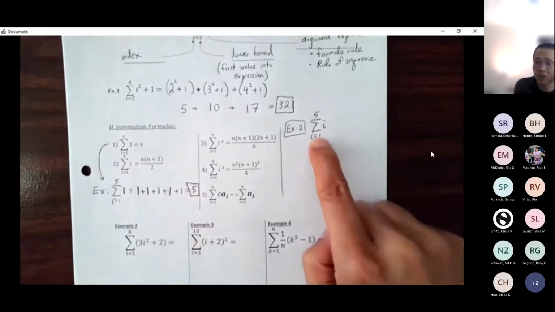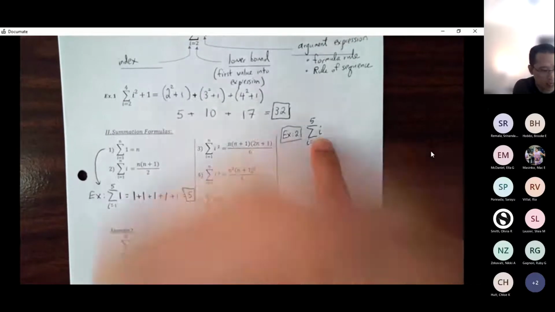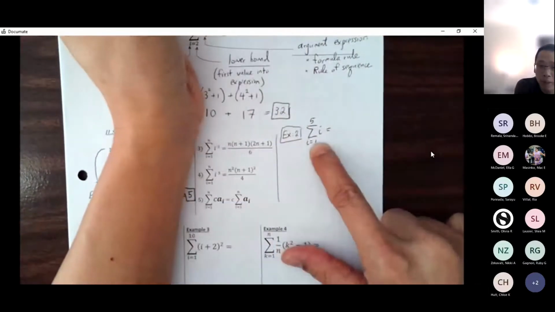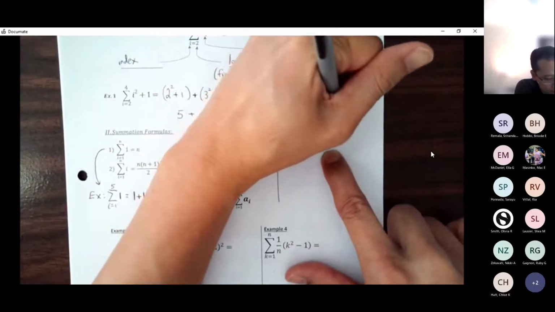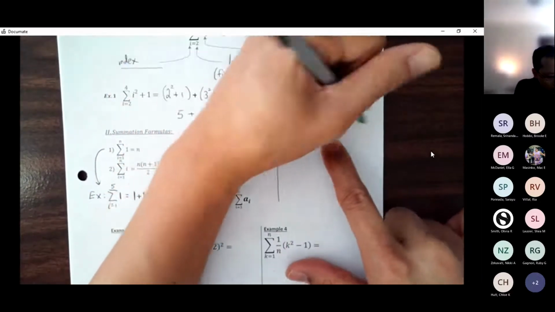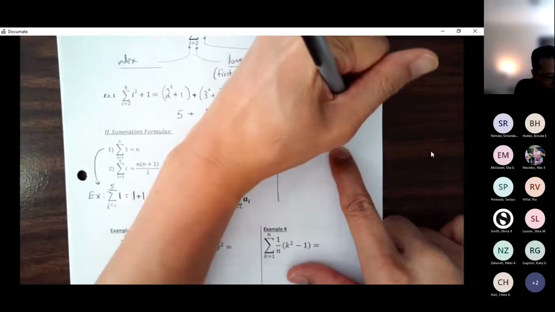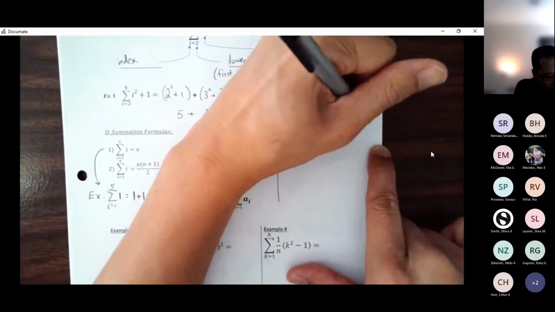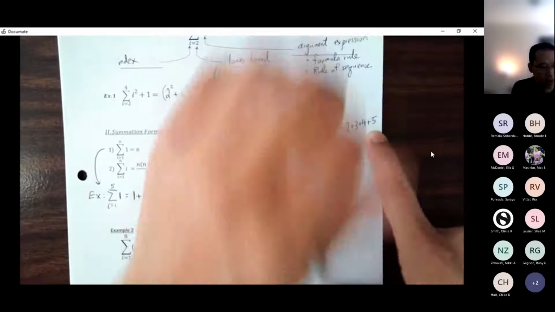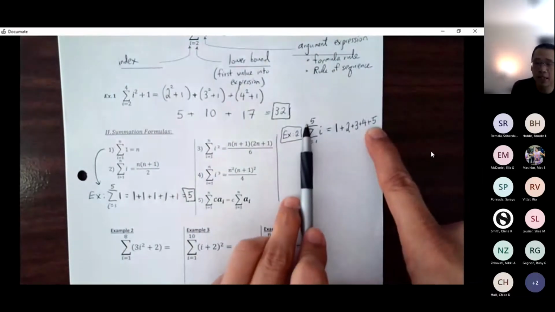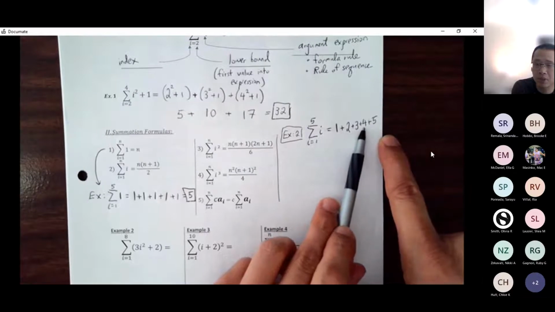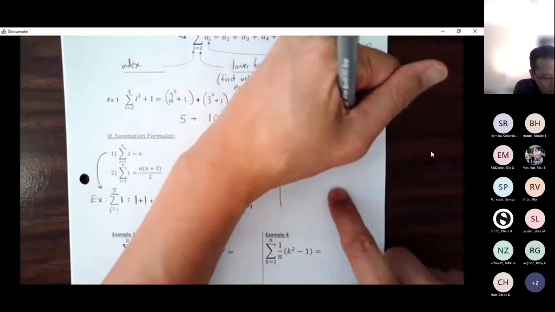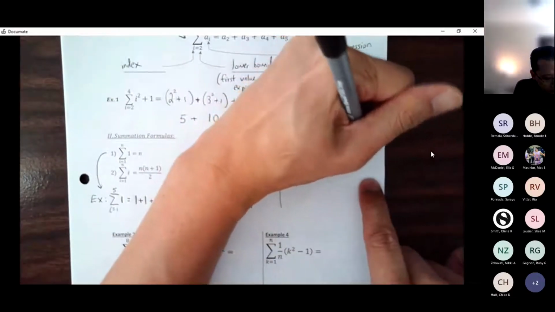If I have the summation of 1 to 5, my rule of sequence is i. I start with 1, plug 1 in for i, and get 1. Plug 2 in for i, get 2, then 3, 4. I stop at 5 because 5 is given to us as the upper bound. So 1 plus 2 is 3, 3 plus 3 is 6, plus 4 is 10, plus 5 is 15. So we know the sum is 15.